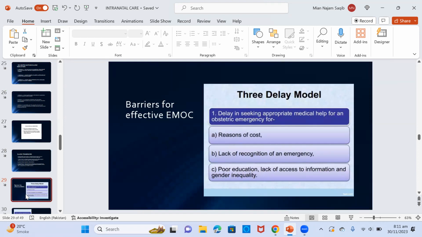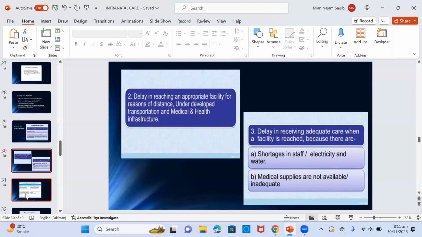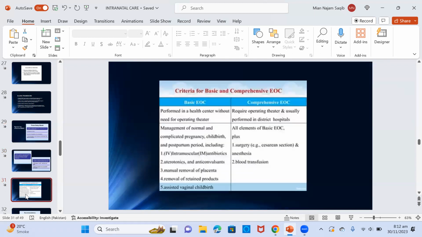Barriers for effective EmOC. This includes the 3 delay model, which number 1 is delay in seeking appropriate medical help for an obstetric emergency, which can be due to reasons of cost, lack of recognition of an emergency, poor education or lack of access to information, and gender inequality. 2, delay in reaching an appropriate facility for reasons of distance, underdeveloped transportation, and medical and health infrastructure. And number 3, delay in receiving adequate care when facility is reached because there are shortages in staff, electricity, and water, or medical supplies are not available, or they're inadequate.